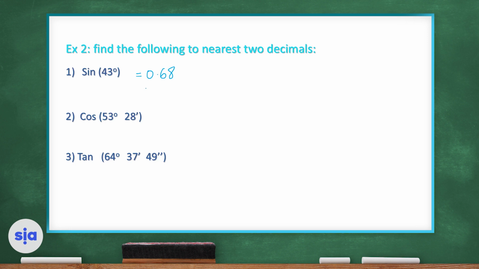Make sure you're doing the rounding correctly, as the question here wants you to round to the nearest two decimal places. Question 2, cosine 53 degrees and 28 minutes. If you do it on the calculator, the answer will be 0.60. Question 3, tan 64 degrees, 37 minutes and 49 seconds. If you do it, the answer will be 2.11.